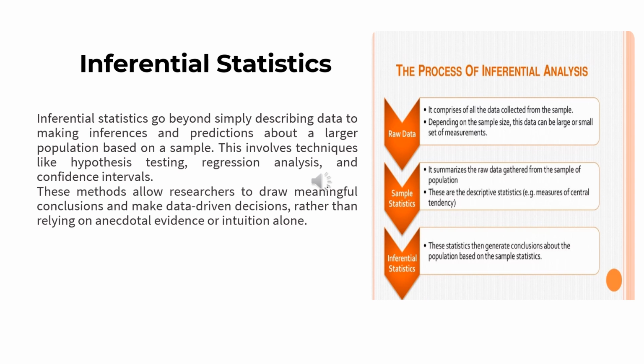If the observed results are unlikely under the null hypothesis, we reject it in favor of the alternative hypothesis. This process enables us to draw conclusions about the population based on the sample.